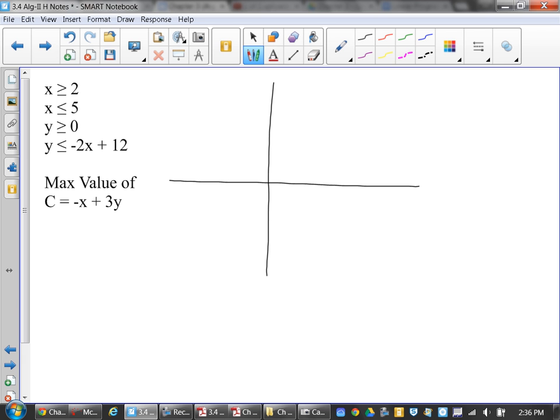X is greater than 2 is a vertical line that goes through 2. Which way is it going? Going that way. And then the other one is less than or equal to 5. Now. That's what we left.